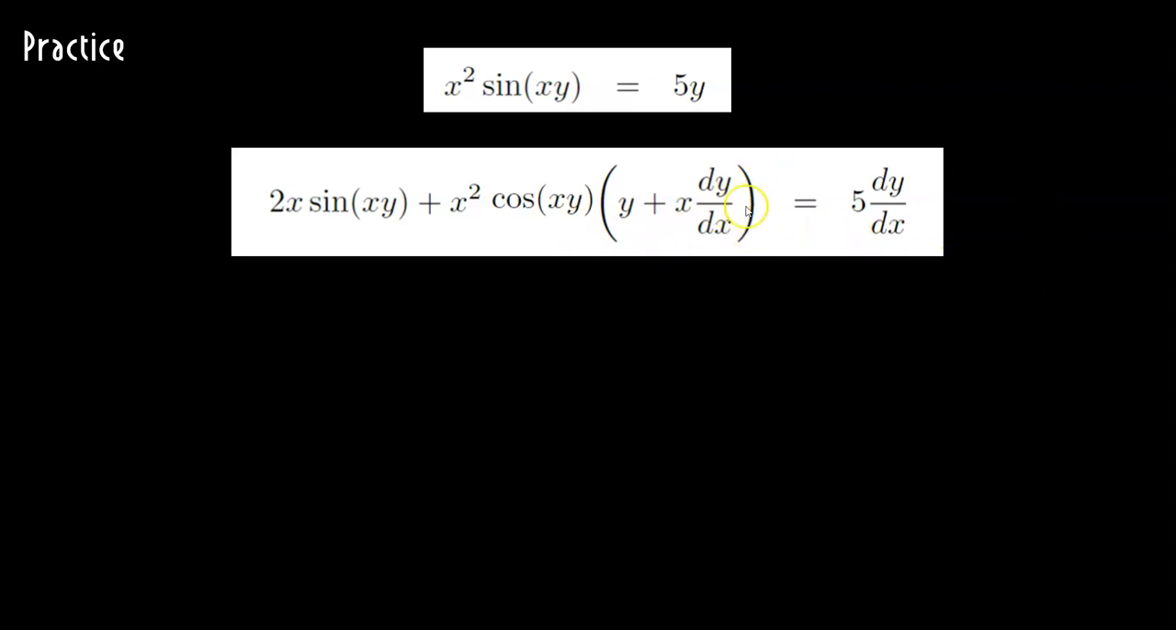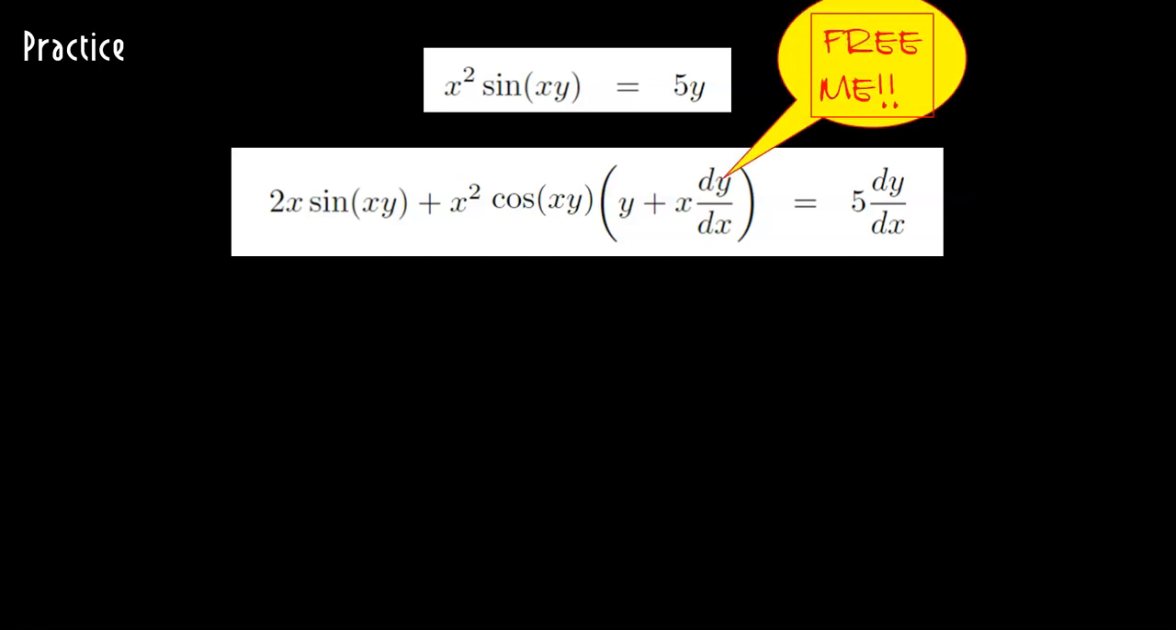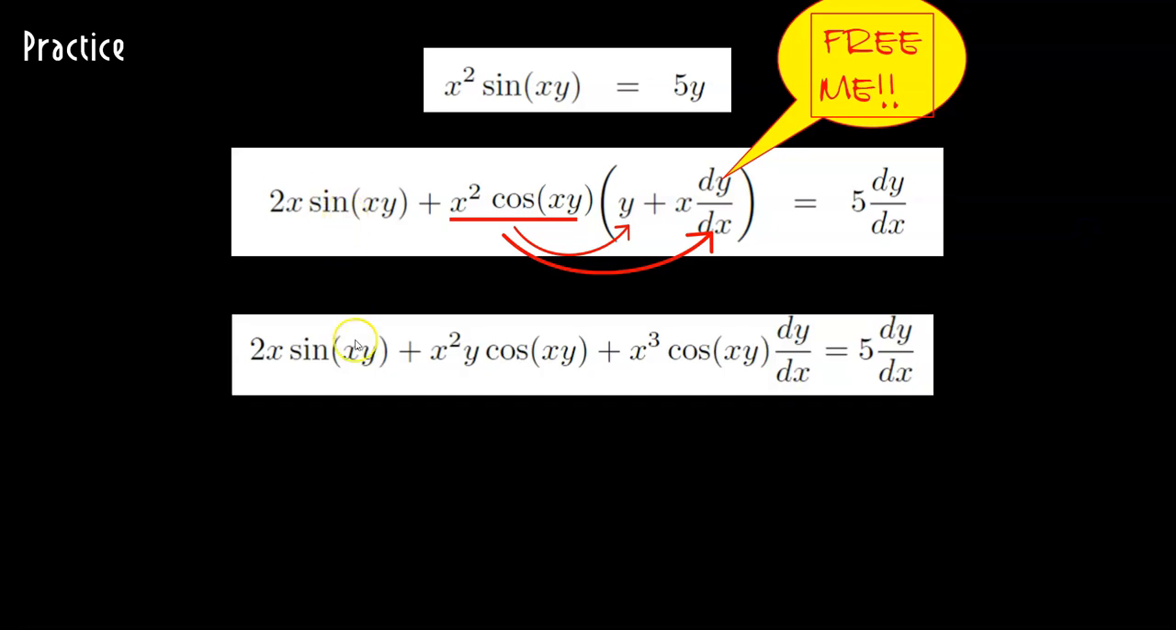And unfortunately, I now have this dy/dx stuck inside of parentheses, and I have to solve for it. So I need to set it free. To do that, I'm going to multiply through by this x squared cosine of xy, and I will get this mess. The first term stays the same. Second, I now have x squared times a y. I put the y here in front of the cosine so it doesn't get sucked into cosine. X squared times the x, I get an x cubed cosine of xy dy/dx equals 5 dy/dx.